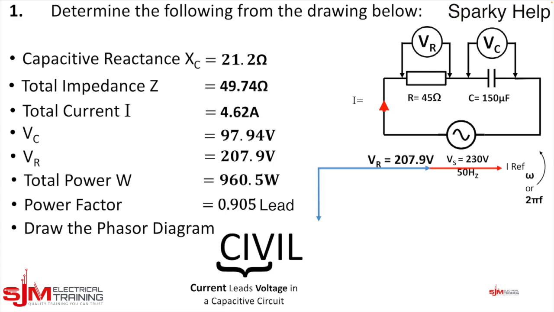Let's put those values in, so 207.9 and 97.94. And we make a parallelogram of those, so we add those together. And this one then is our voltage supply of 230 volts. If we do cos to the minus 1 of 0.905, we would get that angle. Or if you drew this to scale, you could get your protractor out and measure it, and it will be 25 degrees. So that's resistors and capacitors in series.